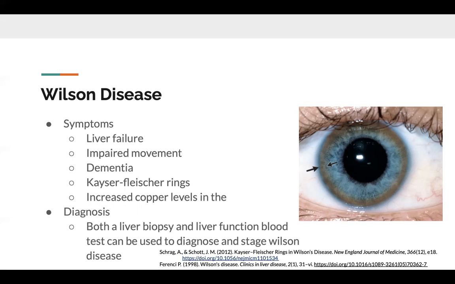To review what we went over today, the liver plays a critical role in metabolism, nutrient balance, waste elimination, and more. Two tests to check for liver pathophysiology are liver biopsy and a liver function blood test. One example of a liver pathophysiology is Wilson's disease, which is caused by improper excretion of copper due to a mutation in the ATP7B protein.